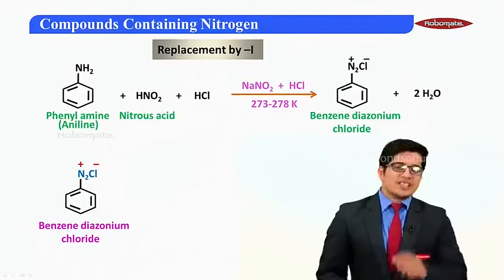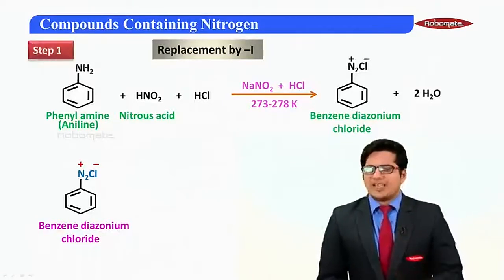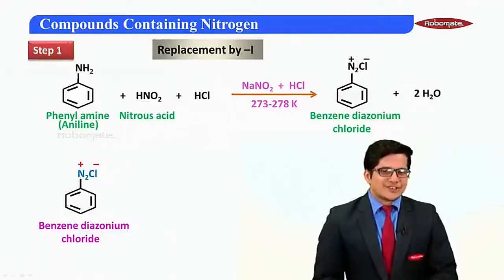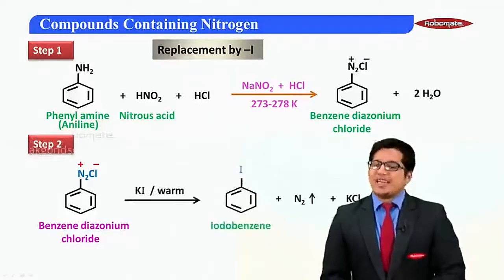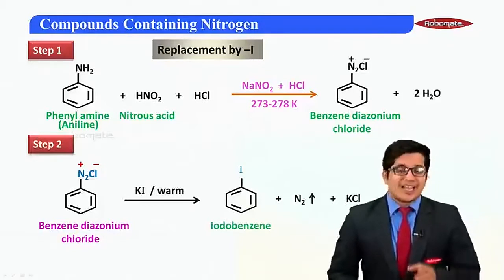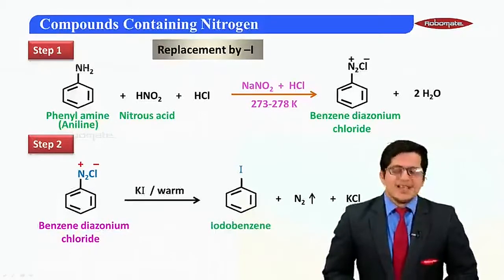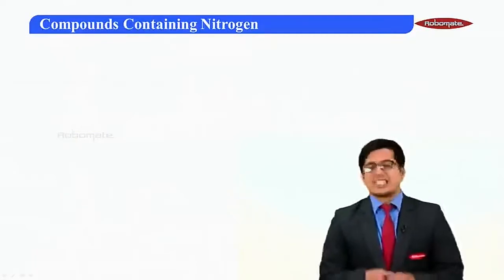Now, if this reaction comes into your examination, how you would write it? Step 1 is preparation of benzene diazonium chloride. Step 2 is nothing but benzene diazonium chloride treated with KI in warm conditions, giving iodobenzene. Let's move further and now discuss the next reaction.